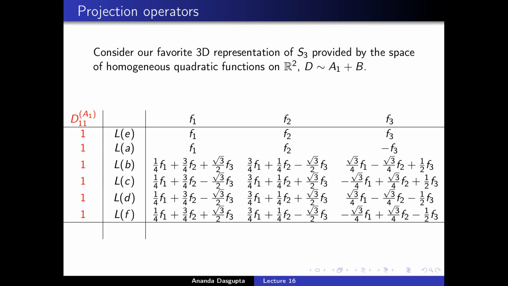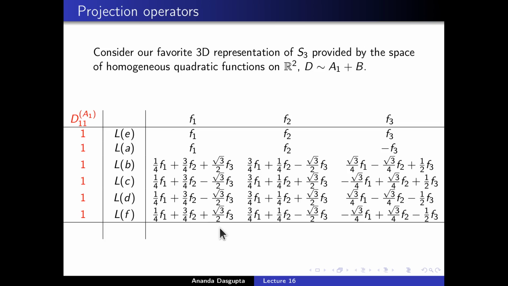So what we have to do to find the projection operator corresponding to this particular irrep and corresponding to this particular pair of indices, although that's the only possible combination here, is to weight the action of LE, LA, LB, LC, LD, LF by these numbers 1 each and apply the combination on the basis vectors F1, F2, F3. So basically what you are going to do is 1 times LE plus 1 times LA plus 1 times LB plus 1 times LC plus 1 times LD plus 1 times LF acting on, let's say, F1. And we know what that's going to give you. It's going to give you the sum of all these vectors in this column.